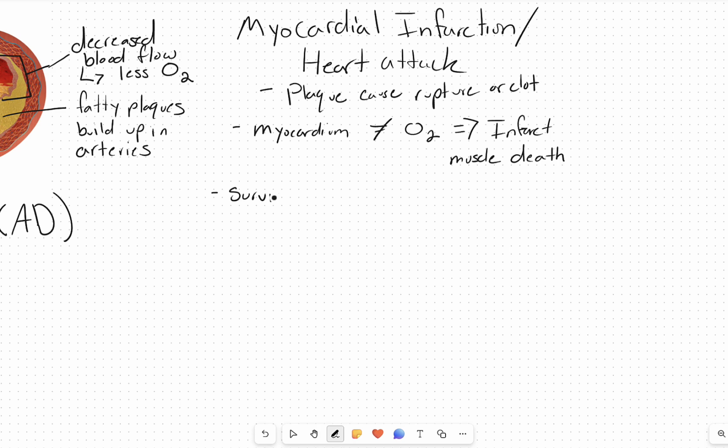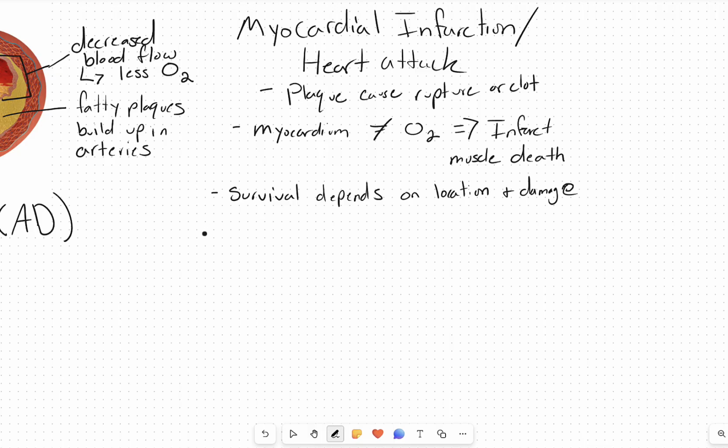Survival of a myocardial infarction is going to depend greatly on where the infarct occurred. So what part of the heart was it? And then, of course, how much damage was there? A smaller infarction is going to be less problematic than a larger infarction.